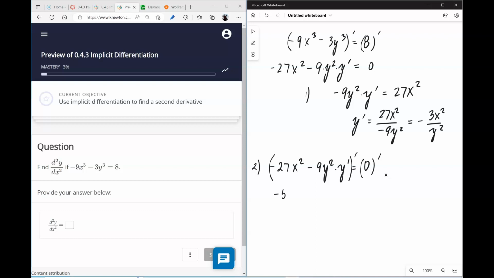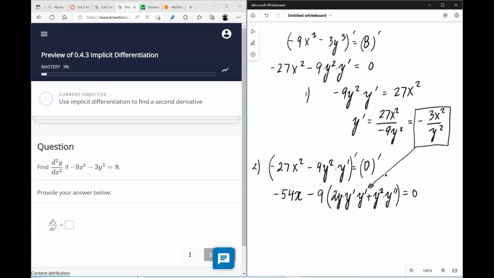On the left side we have -54x, and on the right side we get 0, and on the left side we have a product, so let's take out 9, and the derivative of y squared times y prime will be the derivative of y squared, which is 2y times y prime times y prime plus y squared times y double prime. But y prime we can replace with this. So finally we have negative 54x minus 9 times 2y y prime squared, so we have negative 3x squared over y squared, squared, plus y squared times y double prime, and all that must be equal to 0.